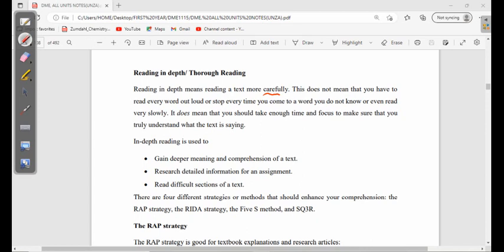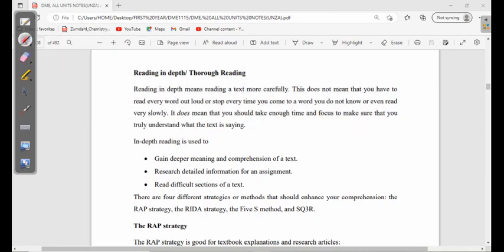This does not mean that you have to read every word out loud, or stop every time you come to a word you don't know, or read so slowly. No, that's not the meaning. It does mean that you should take enough time and focus. Very important. You need to focus to make sure that you truly understand what the text is talking about. So reading in depth doesn't mean you read so slowly that every time you see a hard word, you check in a dictionary, or every time you see a comma, you pause and spend maybe 2 minutes thinking. No, you need to be focused and make sure that you understand what the text is about.